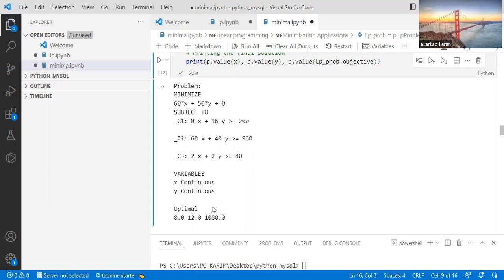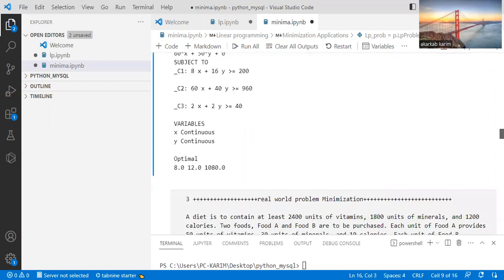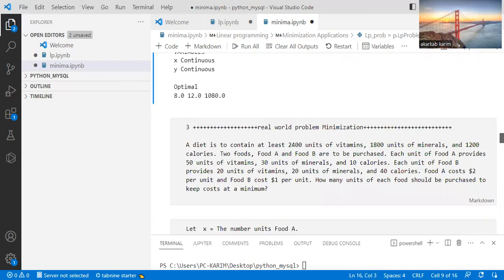Okay, the last measure, the small measure of cholesterol, is 1080 milligrams. Well, this is the optimal solution we have based on all these constraints. I hope that's clear for you. Well, let's continue with another example.